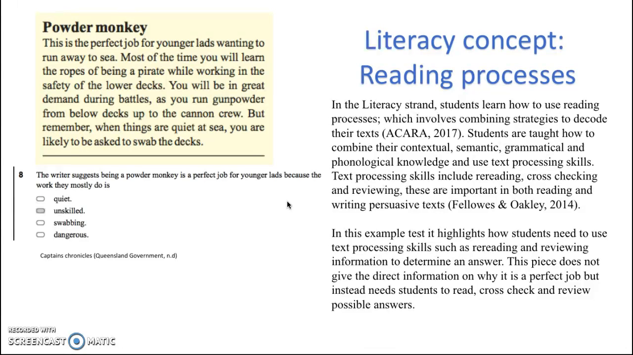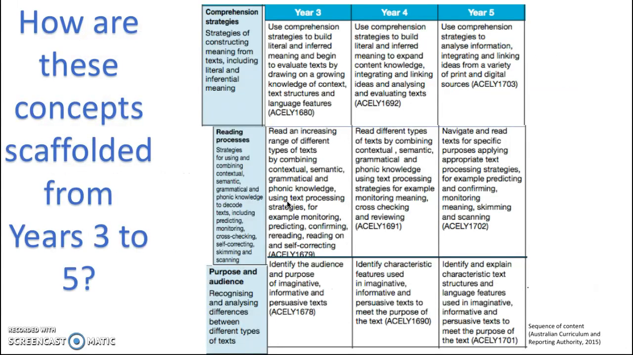In this example test, it highlights how students need to use text processing skills such as rereading and reviewing information to determine an answer. This piece does not give the direct information on why it is a perfect job, but instead needs students to read, cross-check, and review possible answers.